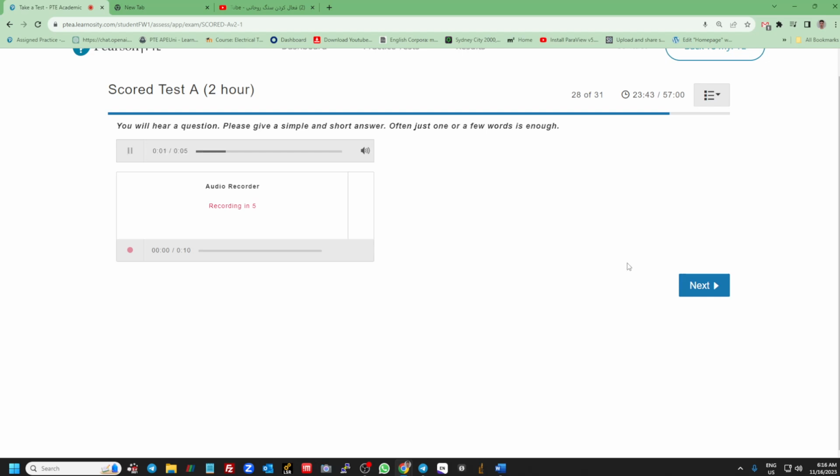What is the name of the land area containing a college or university? Campus.